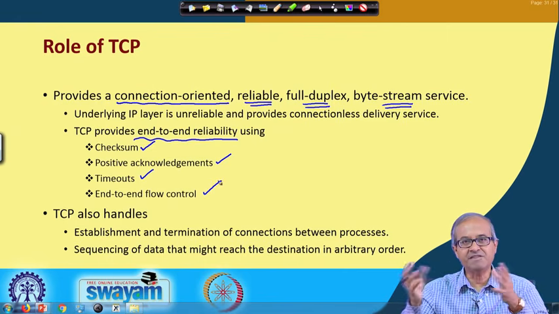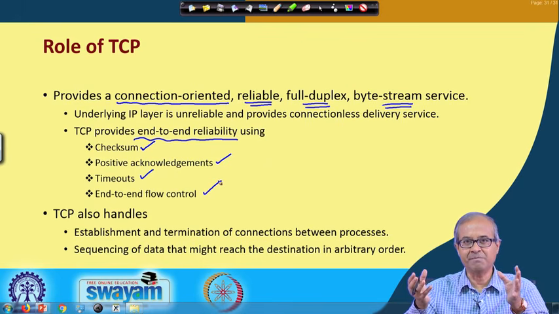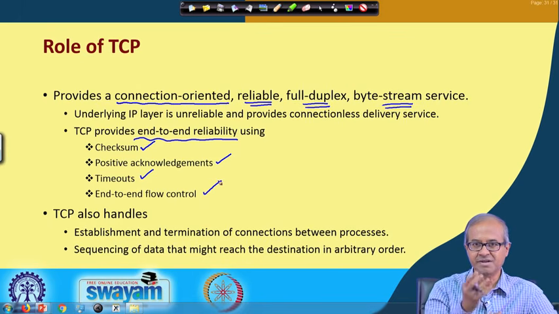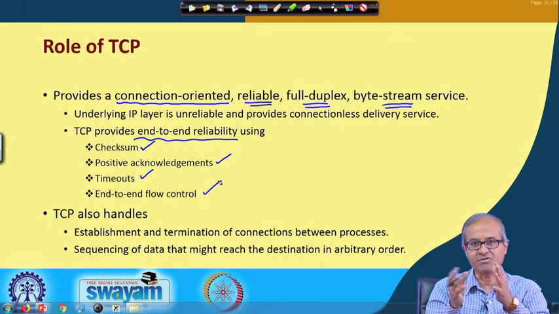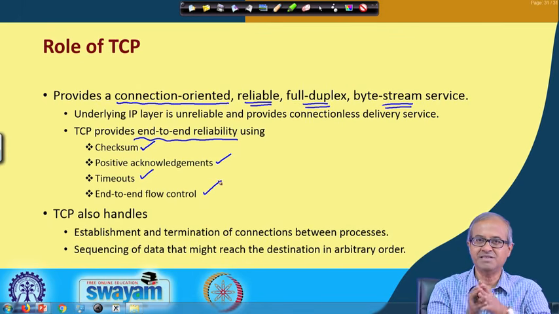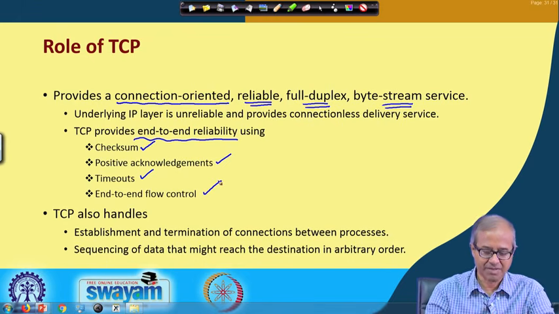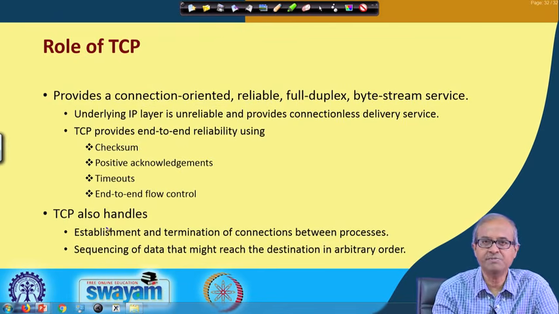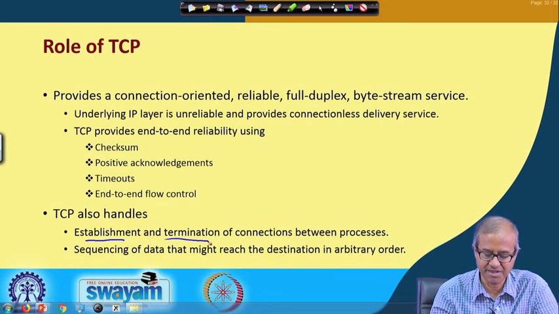And end to end flow control. The speed of the sender and receiver may not be the same. So, dynamically, the TCP layer adjusts the speed of data sending and receiving at both ends, so that the speed mismatch is taken care of.